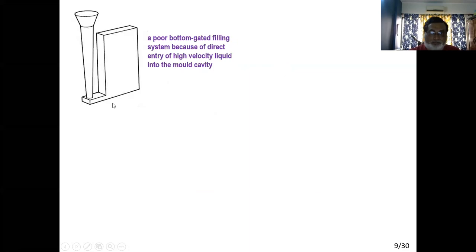Similarly, this one. This is a bottom pouring system, but liquid metal enters the mold cavity directly. As a result, the velocity of the liquid metal after this high fall cannot be controlled. Liquid metal flows with this very high velocity into the mold cavity. So it will strike the opposite end of the mold cavity and damage the other side, and there will be a lot of splashing, mold erosion, and so on. So although it is a bottom gating system, because of its design, it is very bad.